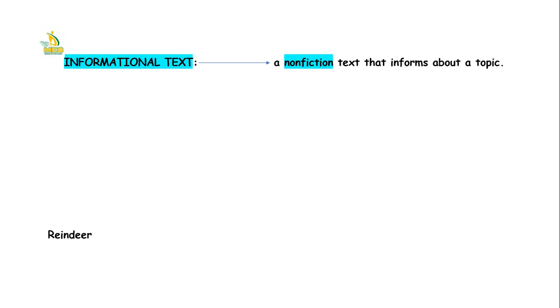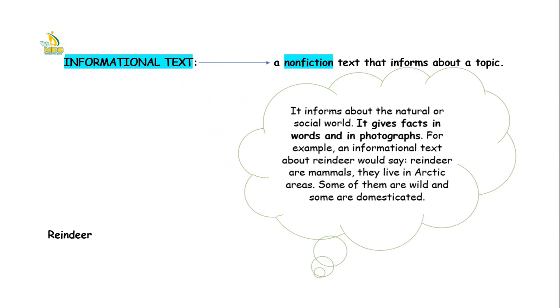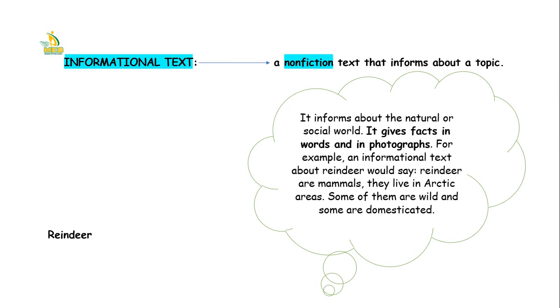Yesterday we went through informational texts. What is an informational text? It is a non-fiction text that informs about a topic. So that is real, that is not fiction. An informational text informs about the natural or social world. It gives facts in words and in photographs.